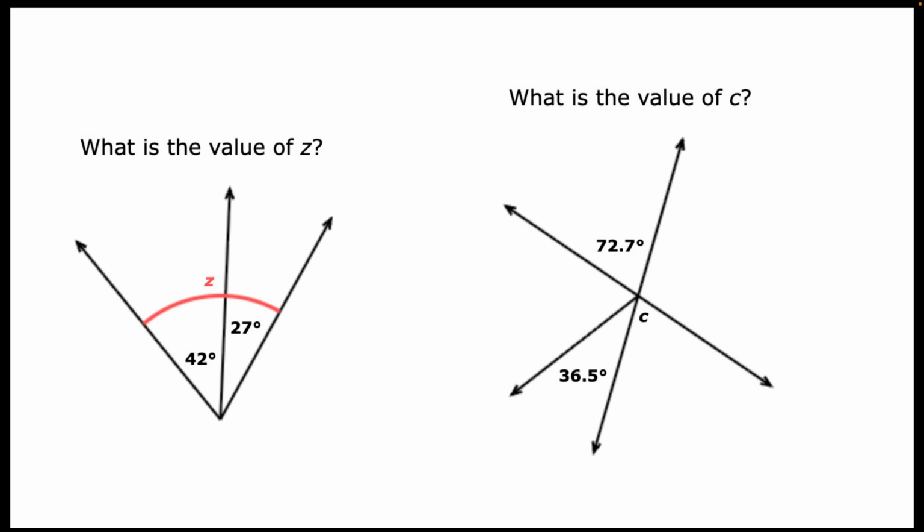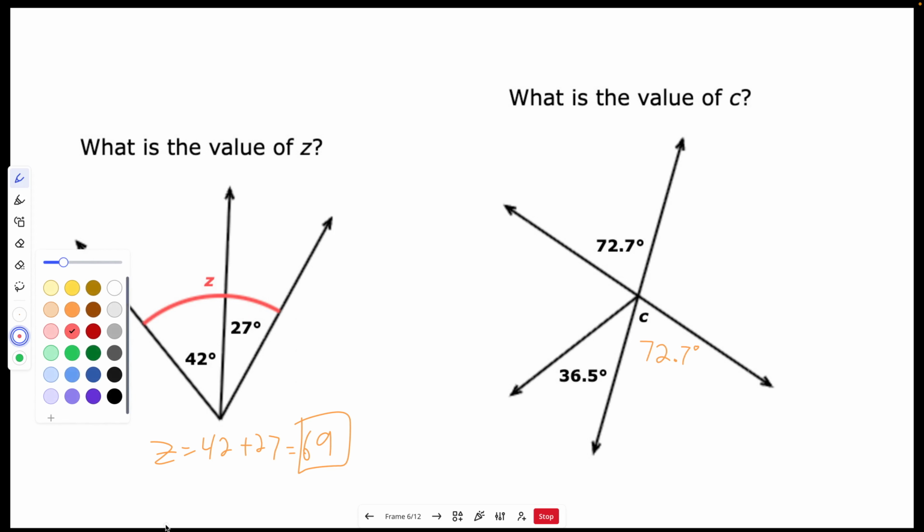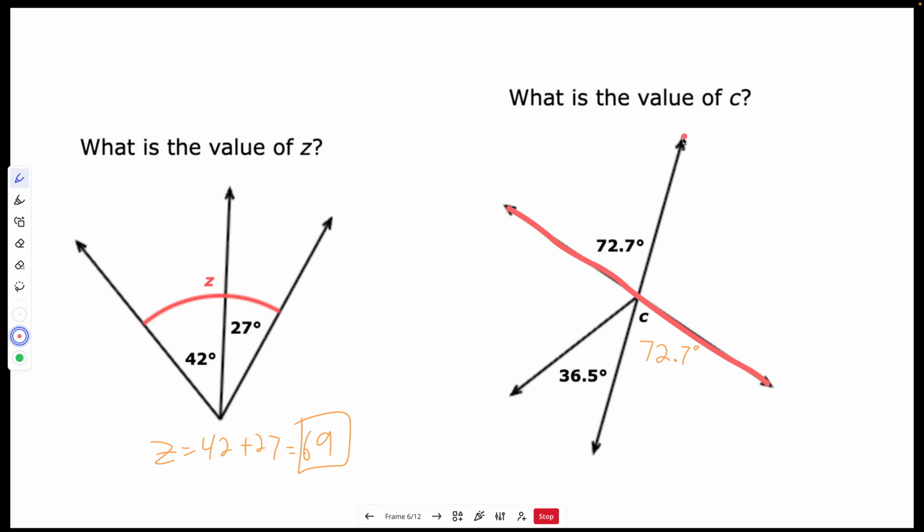Okay, now that you've had time to work these problems, let's check your solutions. For the first problem, you should have just added the two numbers together to get 69 degrees. For the second problem, you should have just gotten 72.7. There are a couple ways to go about it, but maybe the easiest, remember to always look for vertical angles. Look for an X shape. So here's an X shape right here. I know that this side is 72.7, which means that the opposite side also has to be 72.7.